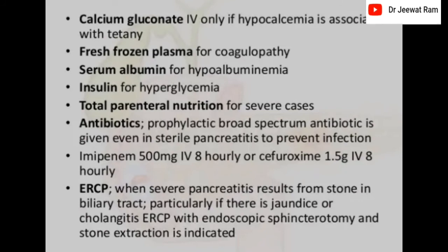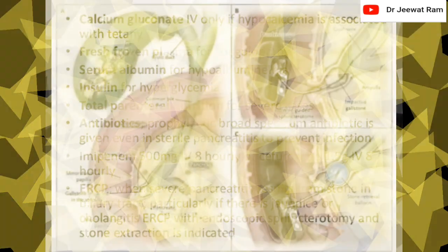Antibiotics: prophylactic broad-spectrum antibiotic is given even in sterile pancreatitis to prevent infection. Imipenem 500 mg IV 8 hourly, or cefuroxime 1.5 g IV 8 hourly. ERCP when severe pancreatitis results from a stone in the biliary tract, particularly if there is jaundice or cholangitis. ERCP with endoscopic sphincterotomy and stone extraction is indicated.